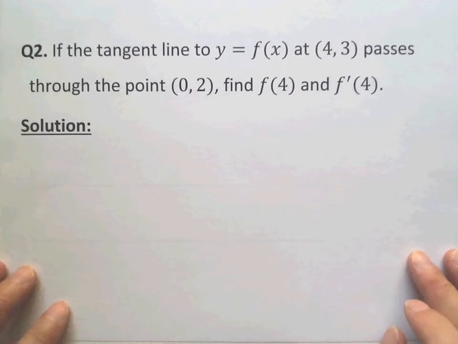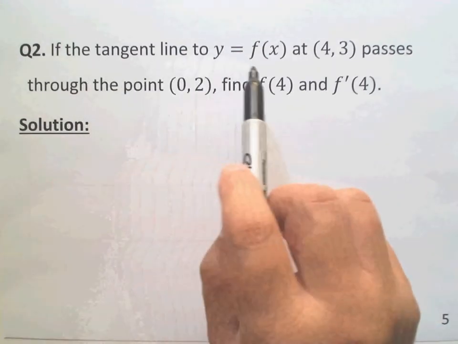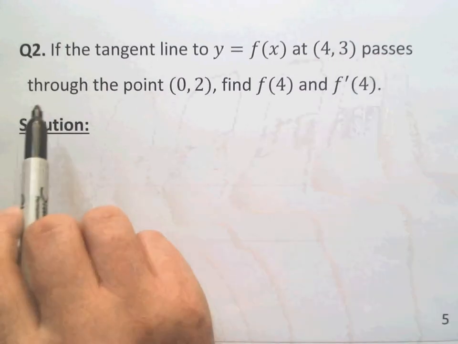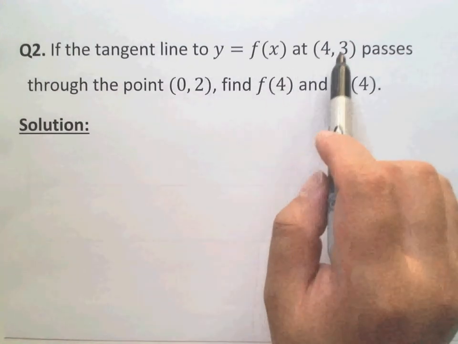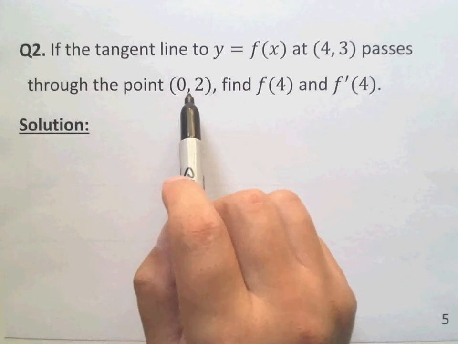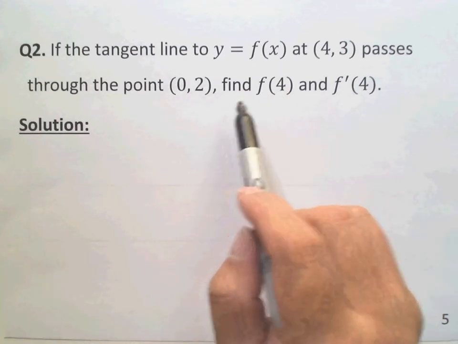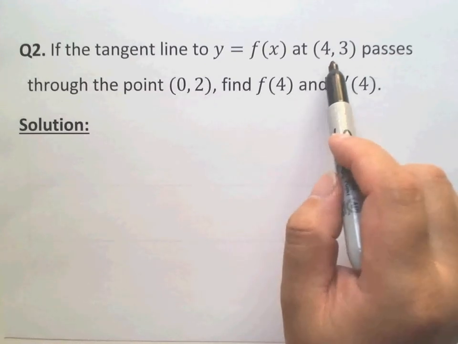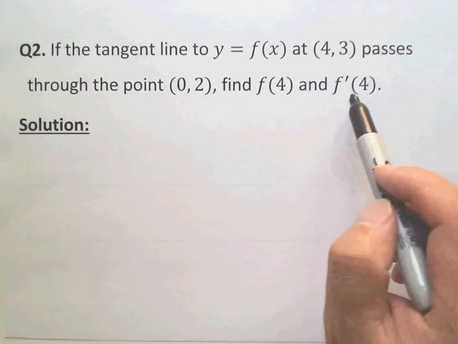How to deal with the derivative. So here is the question. If the tangent line to this curve, to this function, at this point passes through the point (0, 2), what does it mean? This point is on the graph of the function. The tangent line goes through that and also goes through another point, which means this point is also on the tangent line. Now look at the questions. How to evaluate the function f at 4? This is easy. Why? Because it says this point is on the graph, which means when x equals 4, y equals 3.